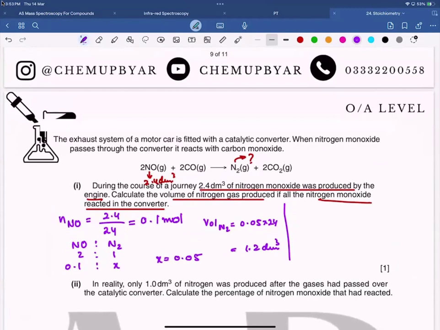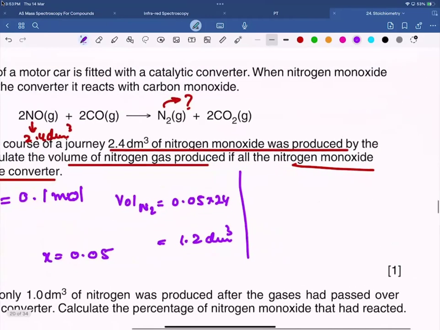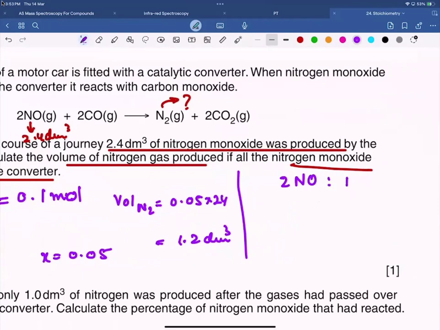Okay, so the other way, as I have told you, both are volumes, right? Volume is given and volume is asked. So what you will do, you will directly relate it like 2NO is to N2. From this, how many moles of NO are there? 2. So what is the volume of 1 mole of gas? It's 24, right? So it means it's 2 times 24 is to 24, right? And the volume over here is 2.4 and X. You will calculate the X, you will get the same answer. You could do it directly as well.